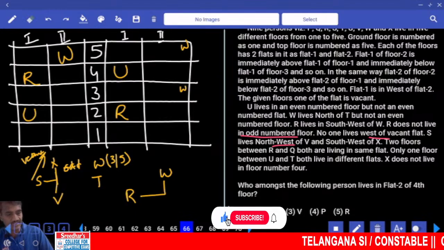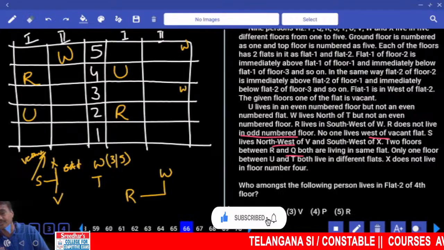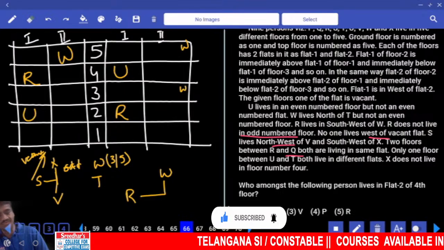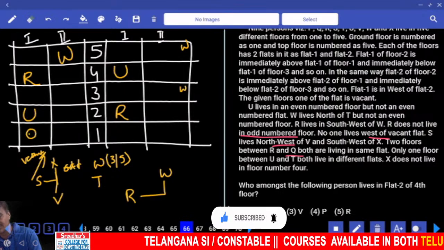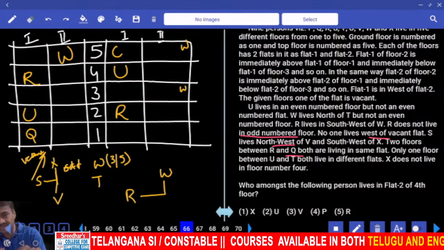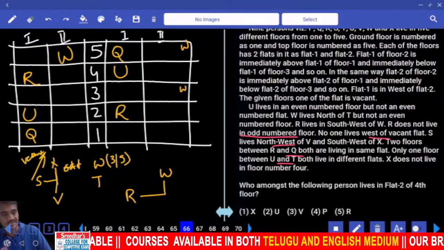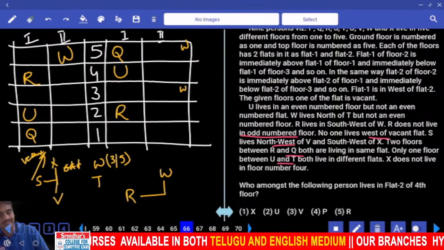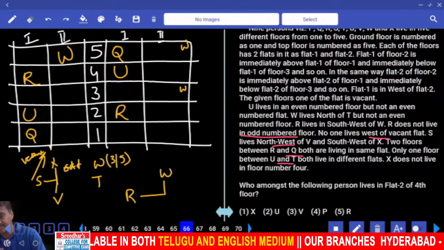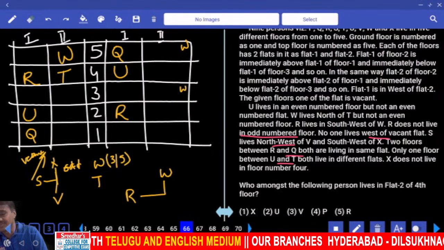The next one, there are 2 floors between R and Q. Now R and Q are both living in the same flat. R and Q must be at this place. Now here again, R and Q must be here. The next one, only 1 floor between U and T. Both live in different flats. Now U and T, there is only 1 floor, both live in different flats.